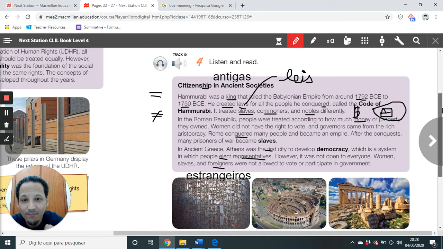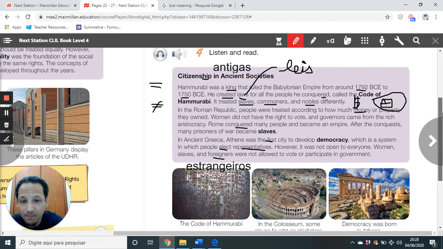Ok? Alright? Tá com dúvida de vocabulário? Eu falei aí quase todas as palavras, então vocês podem voltar no vídeo e reassistir.